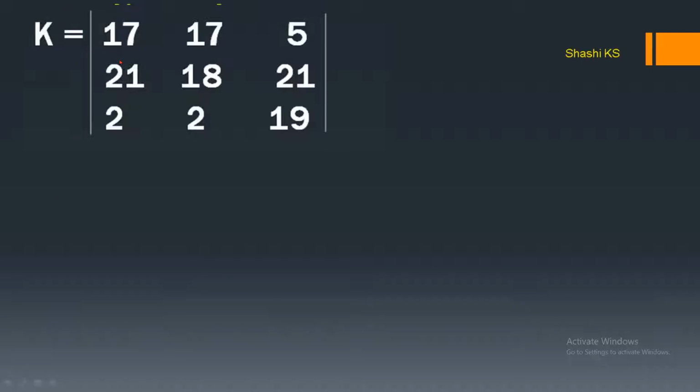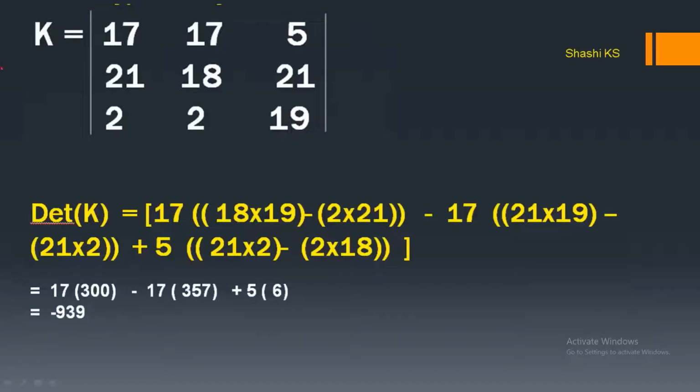We are concerned about the elements of the top row: 17, 17 and 5. We need to take each of the elements of the top row and multiply it with its minor and then add up all of the results together. This is how we would be doing it. Take the first element of the top row, which is 17. The corresponding minor for the element 17 is 18, 21, 2 and 19. So for the element 17, multiply the minors: 18 into 19 minus 2 into 21. After doing this, multiply this result with 17.